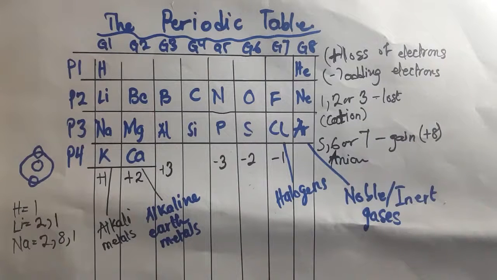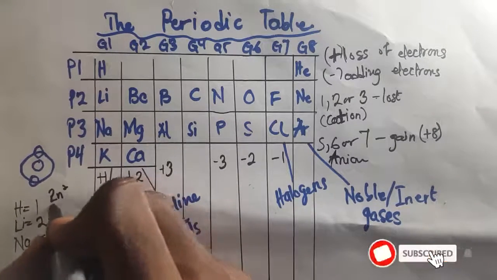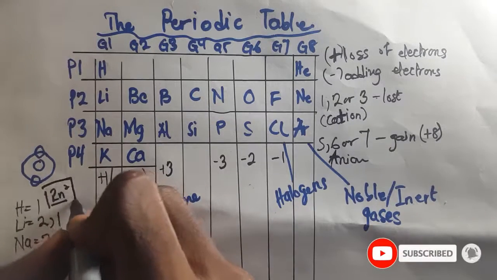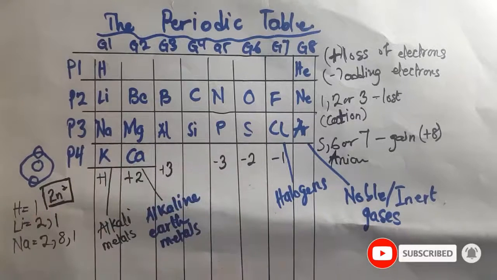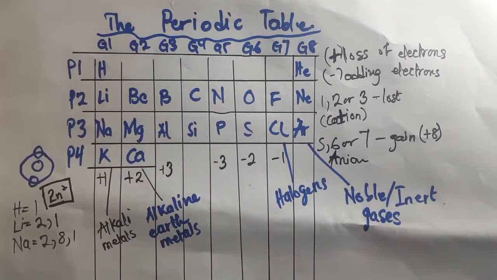Now according to the octet rule, the highest number of electrons a shell is supposed to have is 8. But looking at the first shell, in my previous lesson I explained 2n squared, that's the formula to know the number of electrons a shell is supposed to have. The first shell is 1, so n equals 1. So 2 times 1 squared will give you 2. So that's why the first shell takes 2 electrons.